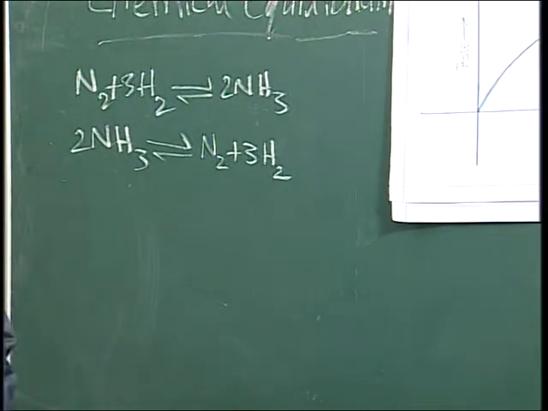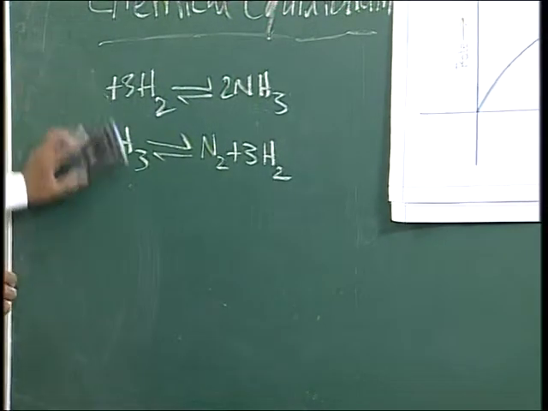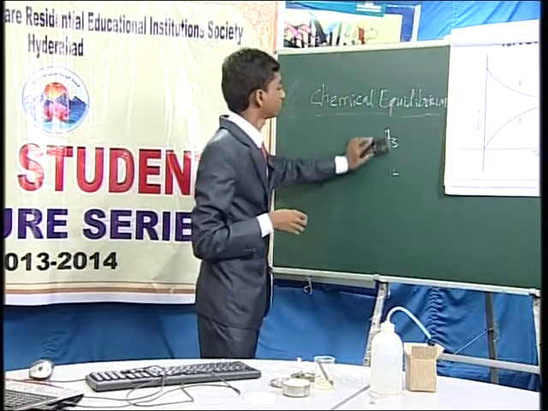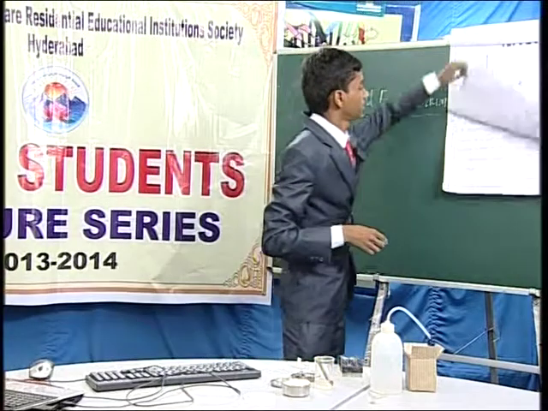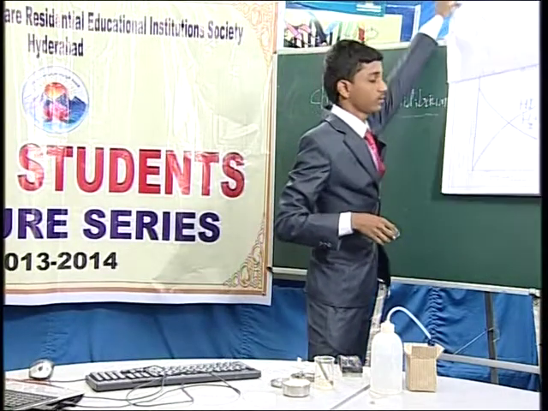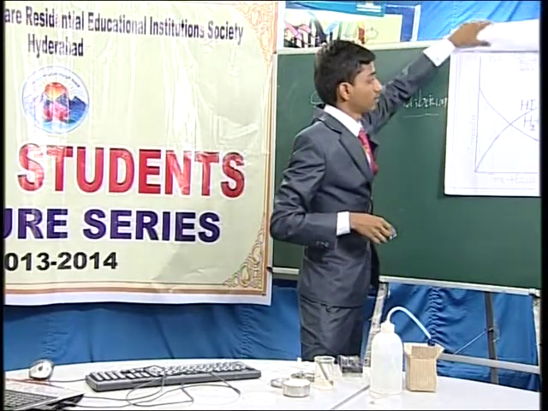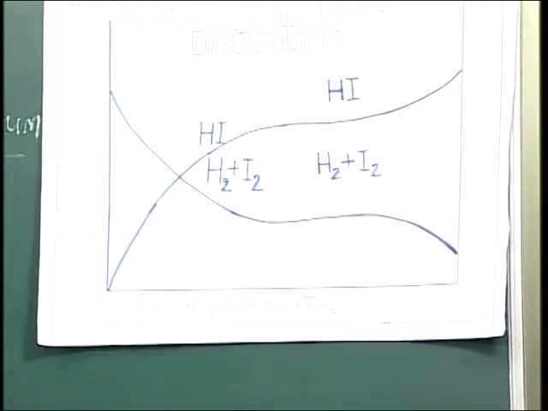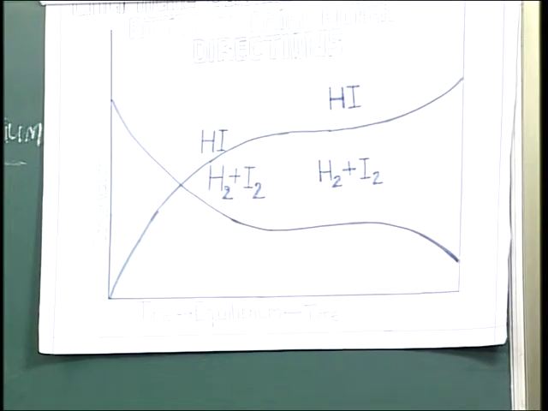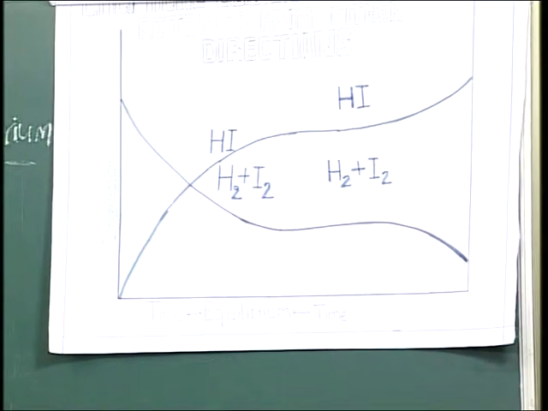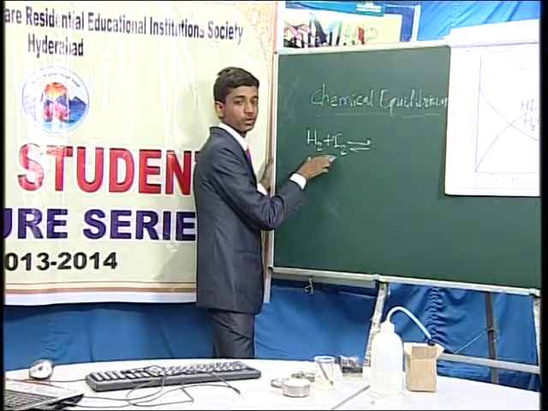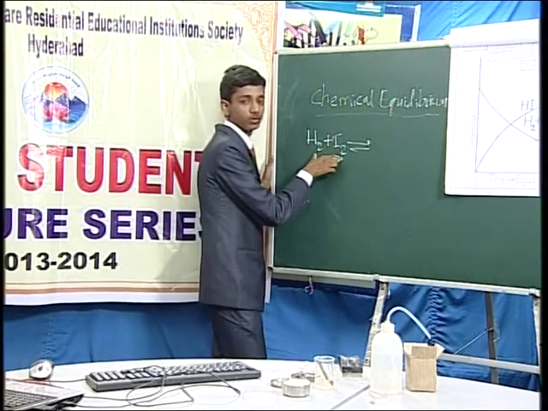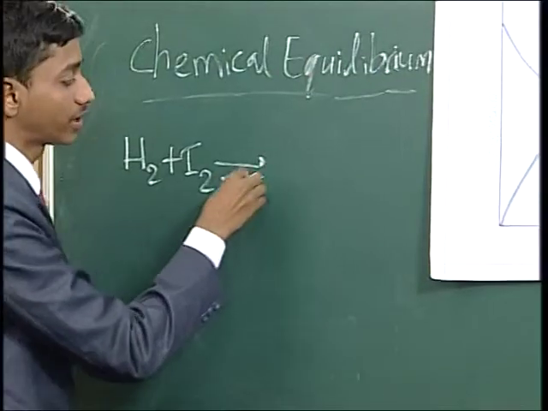Well, let us consider one more example. Here is a chart. Let us consider an example. When we place H2 and I2 and react these two, we will get 2HI, right?